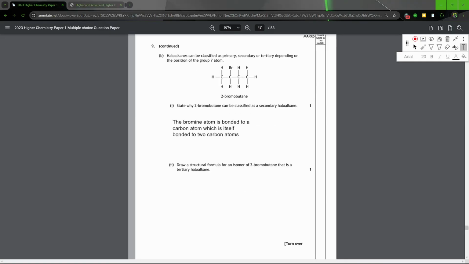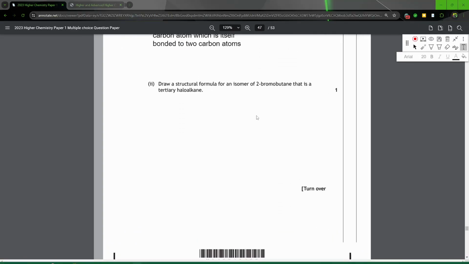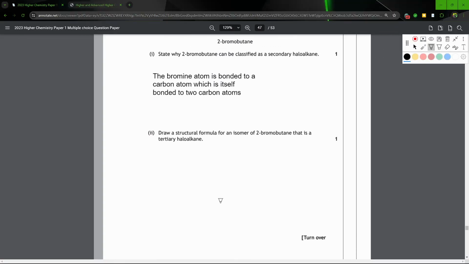So, we'll move on to 2. Draw a structural formula for an isomer of 2-bromobutane that is a tertiary haloalkane. Okay, so remember tertiary, we've just established that we need to connect the halogen to a carbon that is itself connected to 3 other carbons.